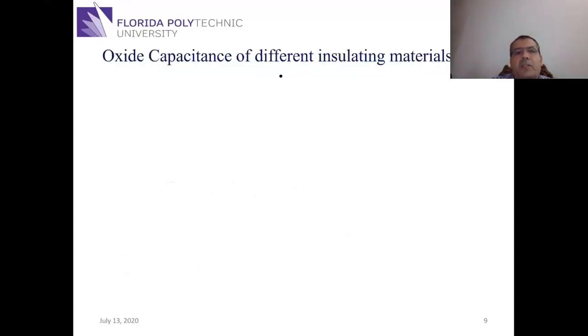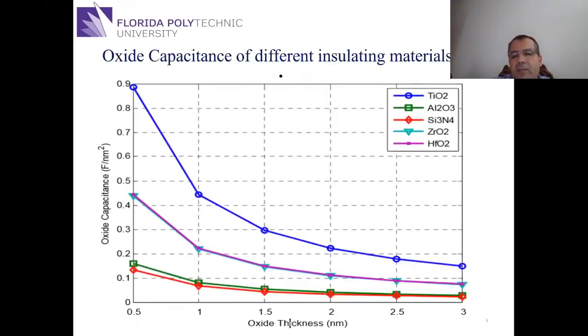So from this, by the way, how does the oxide capacitance vary with the size? This is how it varies with the oxide thickness. If you pay attention here, we have from 0.5 nanometer on the x-axis up to 3 nanometers. At 3 nanometers, all of them have the same oxide capacitance. So if you use any one of the five materials we're comparing, they will be very close, like 0.2 farad per nanometer squared. So they are very close.